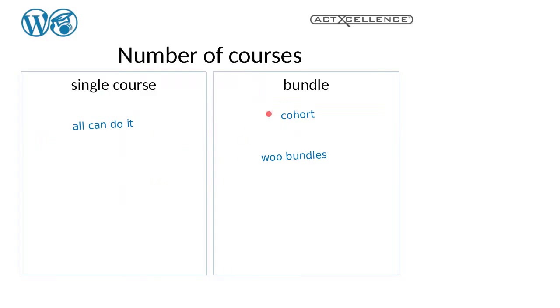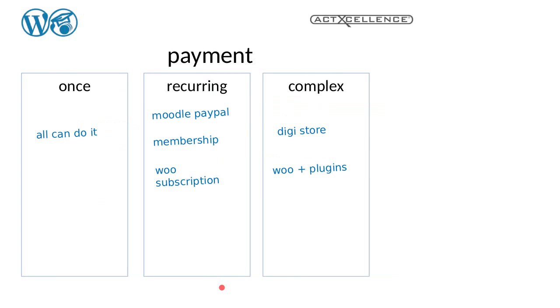Number of courses can be done with a cohort system or with the Woo bundle plugin. And single courses can be created with all solutions. The payment, pay once, is easy. Recurring can also be done with the Moodle PayPal course if you sell only one month or the period of time for one PayPal payment. With the membership solution, you can do that, and with Woo subscription.